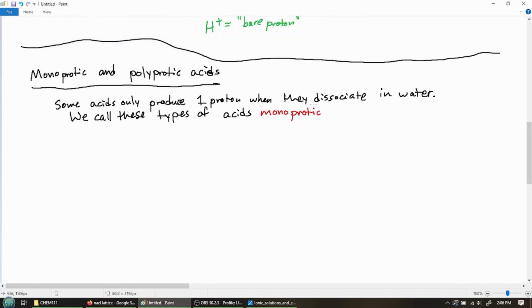So what might some examples of this be? Well, how about HCl? When that splits apart, we get H plus and Cl minus, just a single proton for each. We get 1 mole of protons for each mole of HCl. We get 1 single proton for each single HCl molecule. Okay, how about some other examples? Well, we could also have nitric acid, because when this splits apart, we get H plus and nitrate.